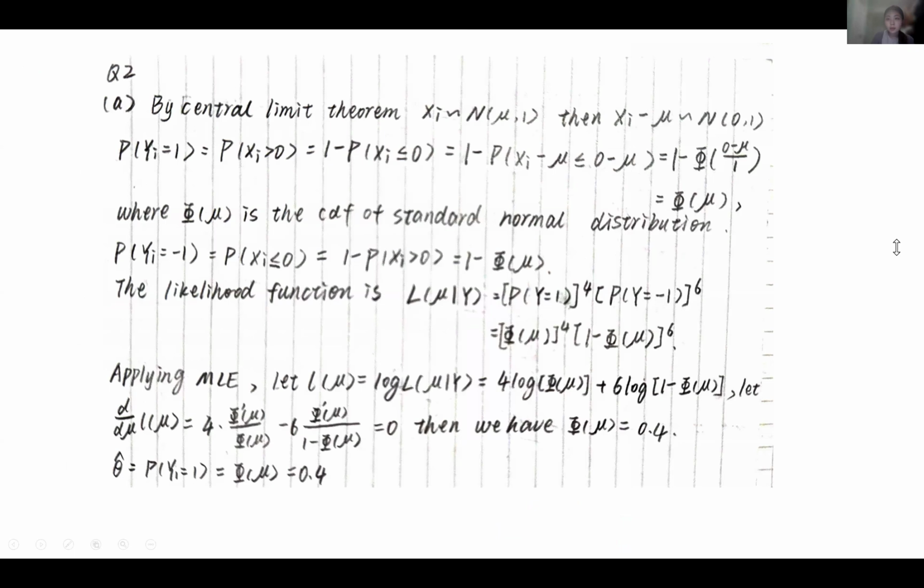It is maybe much easier comparing with problem one. By the central limit theorem, we can find that Xi follows the distribution N(mu, 1). Then we can transform Si minus mu into the standard normal distribution N(0, 1). So we want to find P(yi = 1), because we want to find the likelihood function.